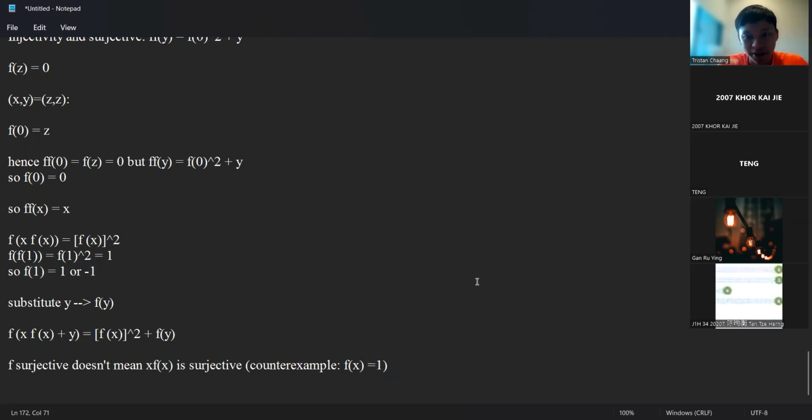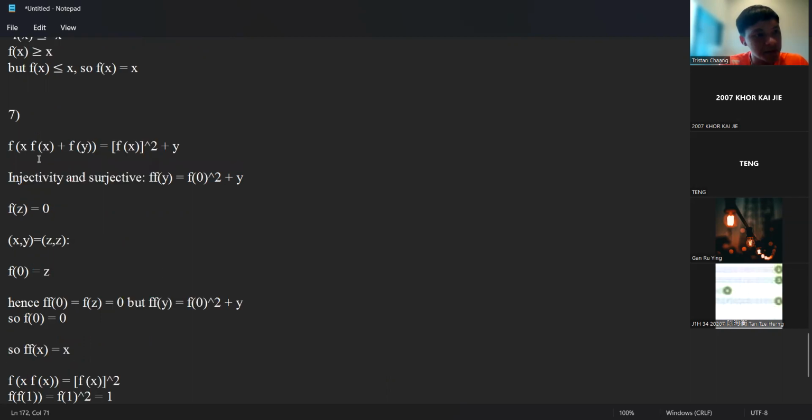If we substitute x equals 1, can we get Cauchy? If we substitute x equals 1, we only get f1 plus fy equals 1 plus y. I don't think that works. For Cauchy, you have to have 2 variables.